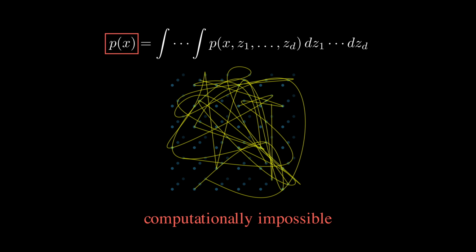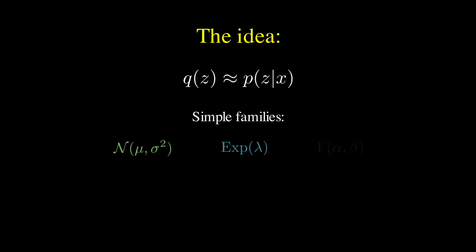So here's the brilliant idea behind variational inference. Instead of computing the exact posterior, we'll approximate it with a simpler distribution Q(Z) that we can actually work with. We choose Q from a family of simple distributions, like Gaussians or exponential distributions, whatever makes sense for our problem, and then we need to find the best Q that's as close as possible to the true posterior.